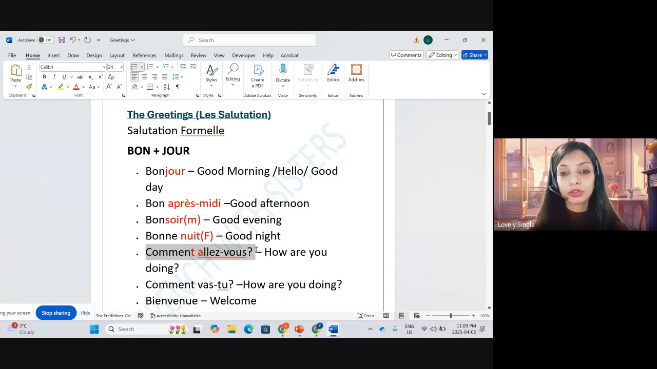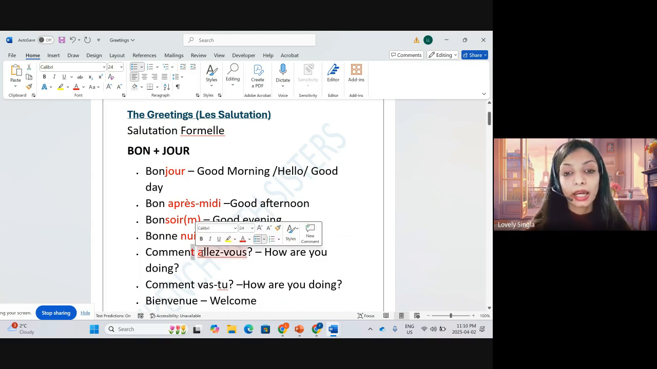So, next one we have is Comment allez-vous? Comment allez-vous, which means how are you doing? If you remember Comment ça va, if you heard of Comment ça va, that is how are you, right? The other way to ask the same thing in formal settings and professional settings is how are you doing, and you can ask this by saying Comment allez-vous? And here I am not saying comment allez-vous, I am saying comment tallez-vous.